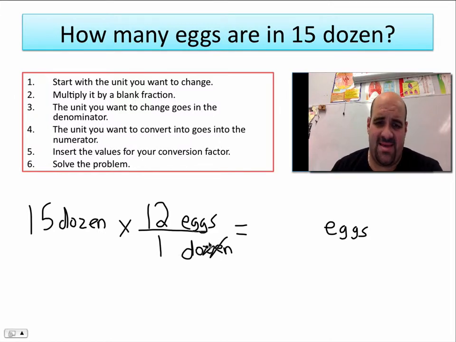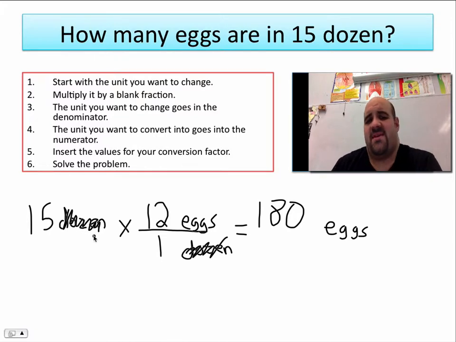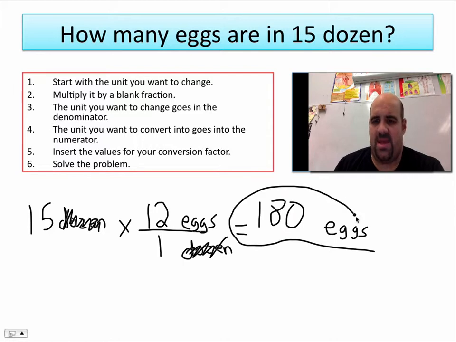So again, the dozen's going to cancel. 15 times 12, 15 times 10 is 150, and 15 times 2 is 30. That's 180 eggs. Again, use your calculator if you need this. 15 times 12, that will be 180. 180 divided by 1 remains 180. Final answer, 180 eggs. So again, same process.